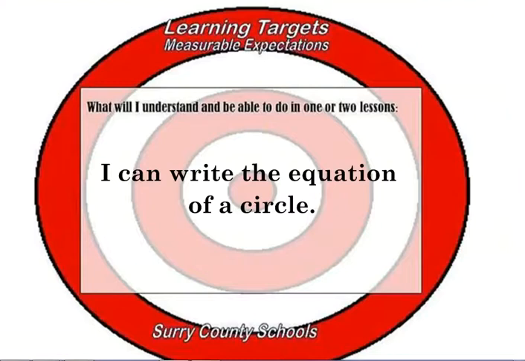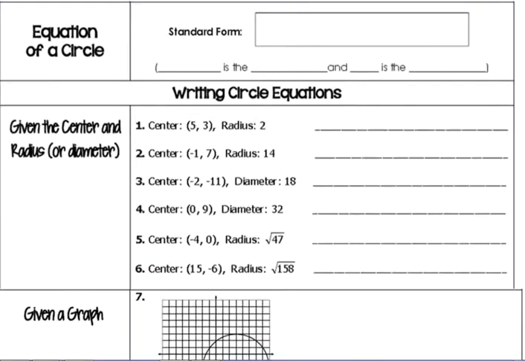So sometimes we'll be given points on the circle, sometimes we'll be given the center, sometimes we'll be given the radius. It's just various information. So let's start with what the standard form of the equation of the circle is. The standard form for the equation of a circle is (x − h)² + (y − k)² = r².